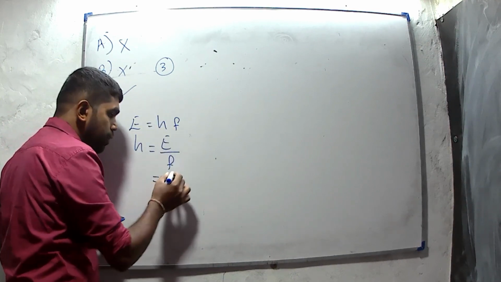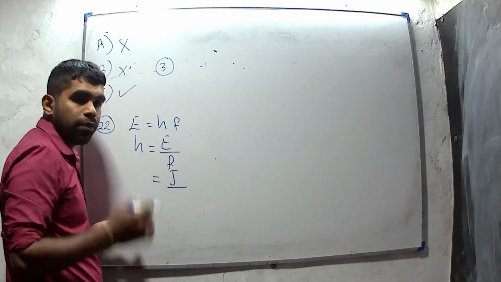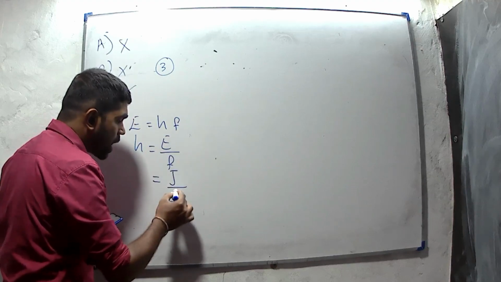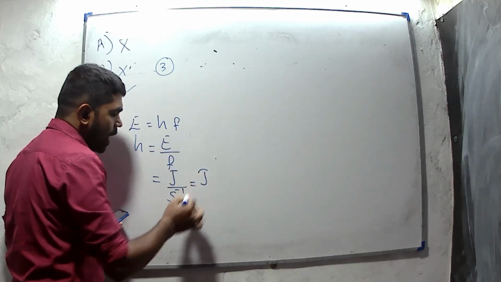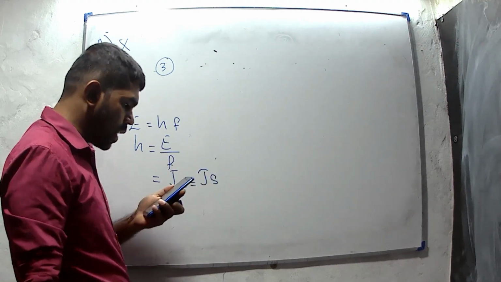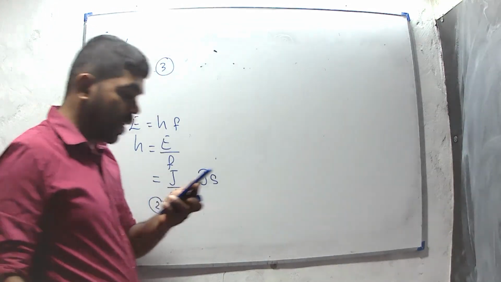E is energy. We can measure it in joules, and f is frequency. We know that unit of frequency is hertz. It means per second. Then we get s to the power minus 1 in the denominator, so the unit is joule second. Then answer is 2 for question number 22.